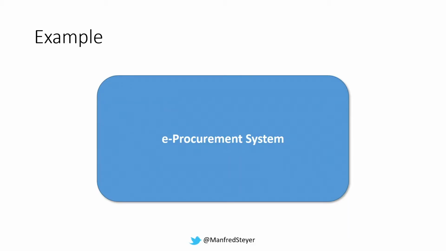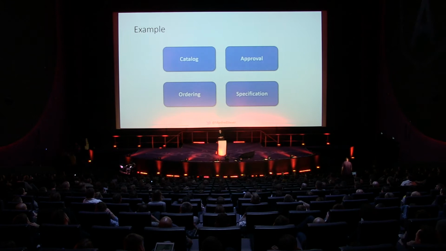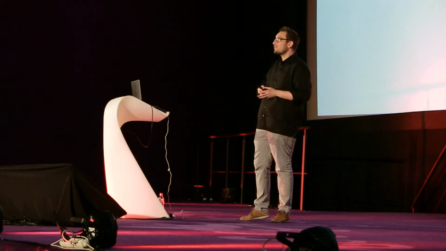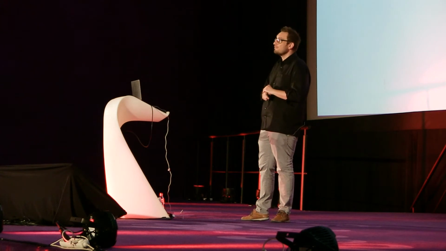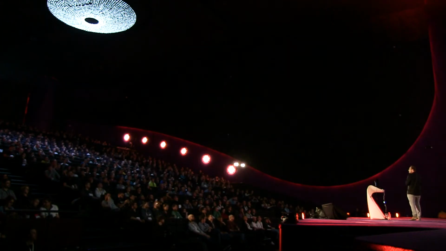But instead of this big e-procurement system, you could just slice it down into tiny subdomains, for instance, into a catalog domain, into an approval domain, into an ordering domain, and into a specification domain. That would be totally possible, and so you are ending up with tinier sub-projects that are easier to maintain. Those sub-projects are called subdomains in the area of domain-driven design.